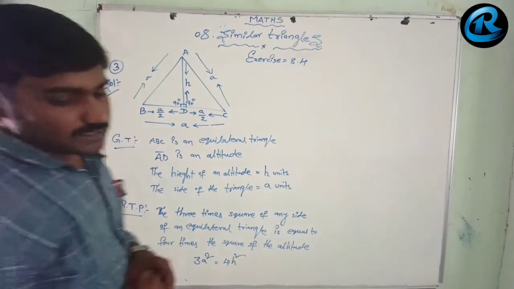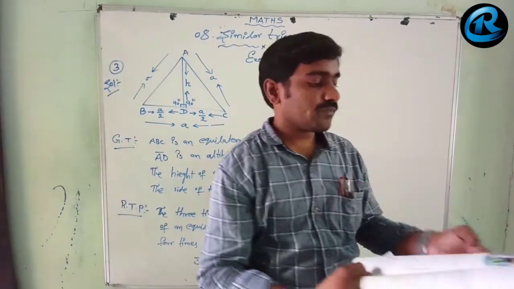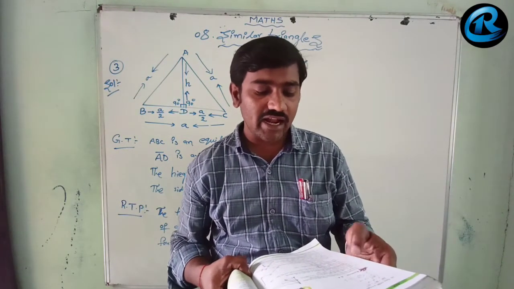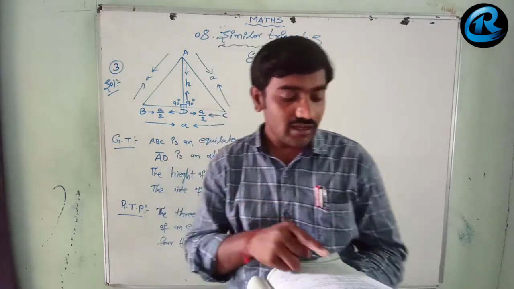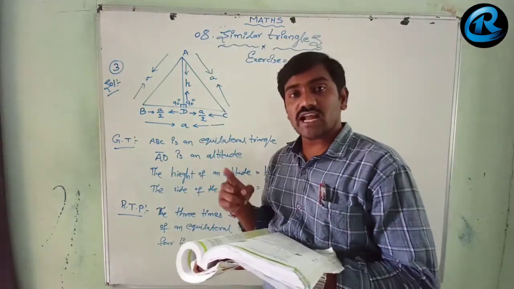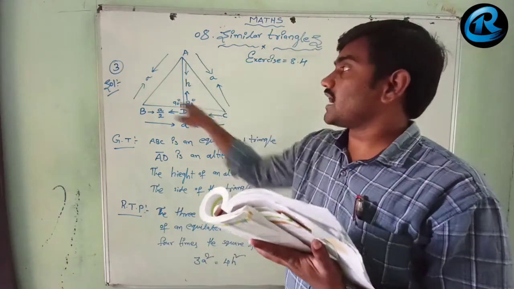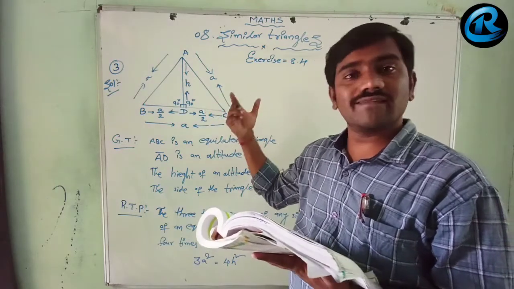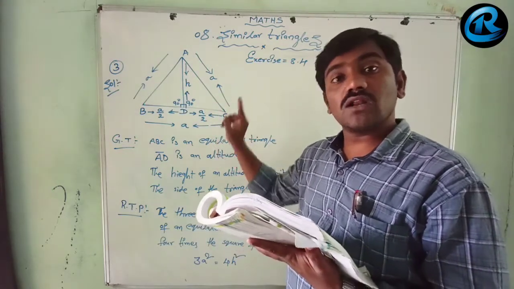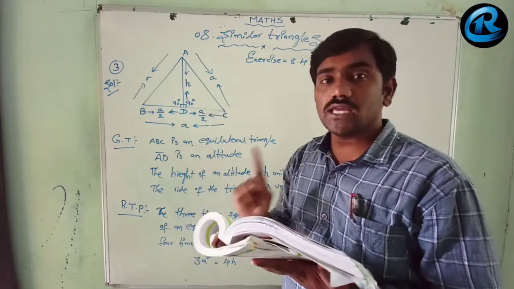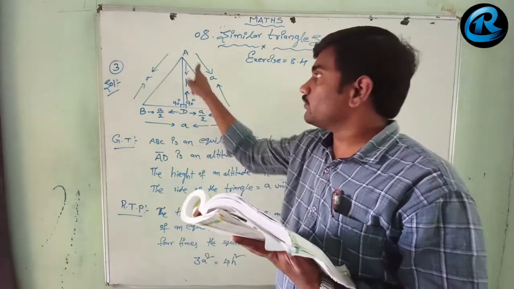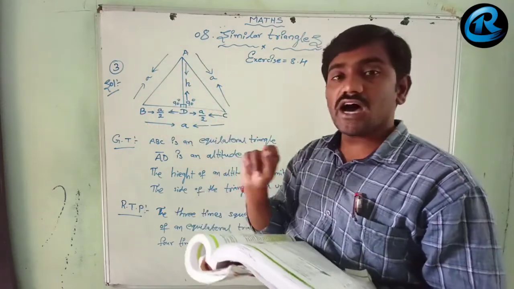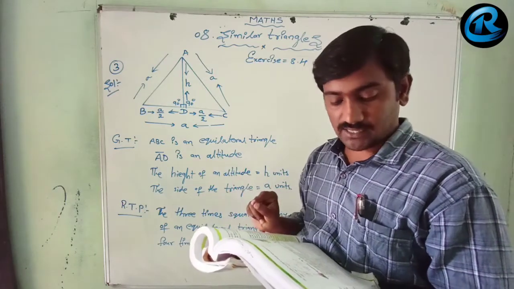Now here the question number 3. Let us go for the question number 3 once. Prove that 3 times the square of any side of an equilateral triangle. There are 3 sides in the triangle, that too equilateral triangle. In every triangle there will be 3 sides, but in the equilateral triangle all these 3 sides are equal in length. So that we have taken A units, A units, A units. AB, AC and BC are with the A units distance.